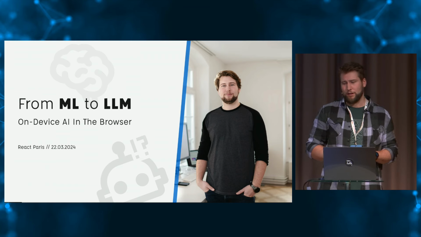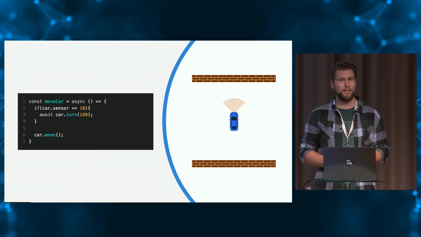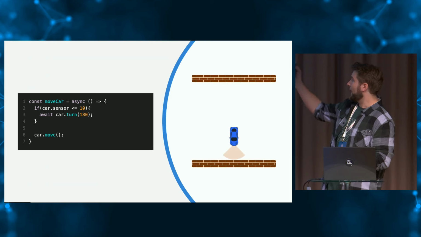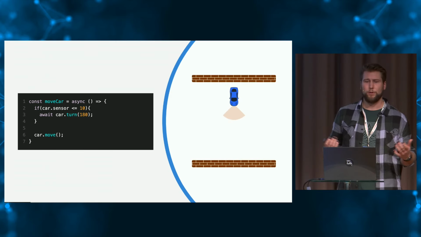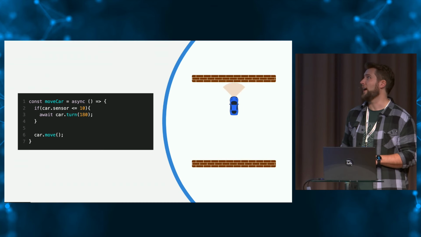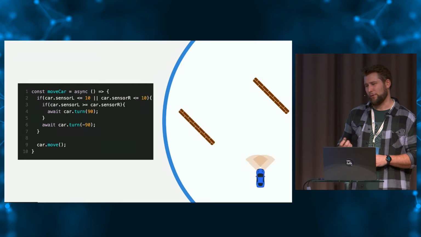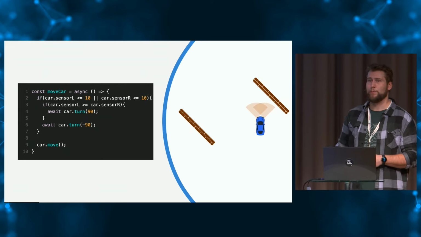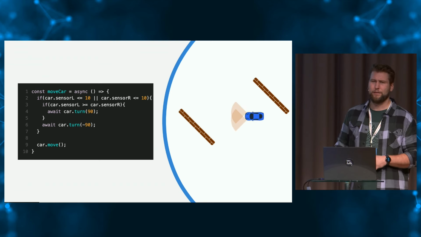But let's start with some basics. Let's imagine we have a little toy car, and we want to add some self-driving capabilities. So we will add a sensor. Whenever the sensor reaches a certain threshold, it will turn 180 degrees. Yes, we have our self-driving car. But it's not very smart. Let's add more sensors. With 2 sensors, we can now predict whether it should turn left or right. Code gets a little bit more complex, but I think we're fine.